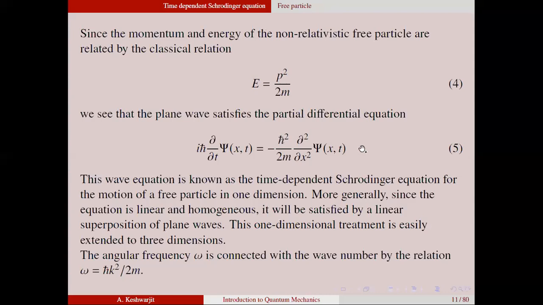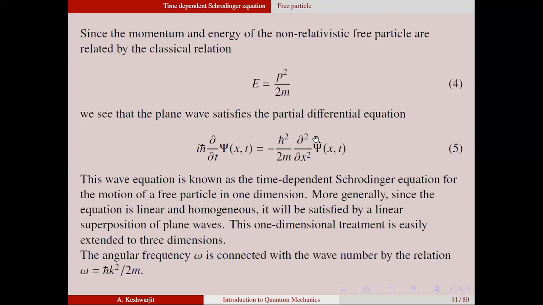From your theory of differential equations, if an equation is linear and homogeneous, suppose psi 1 and psi 2 are two solutions of this differential equation, then a linear combination or a linear superposition of psi 1 and psi 2 will also be a solution.